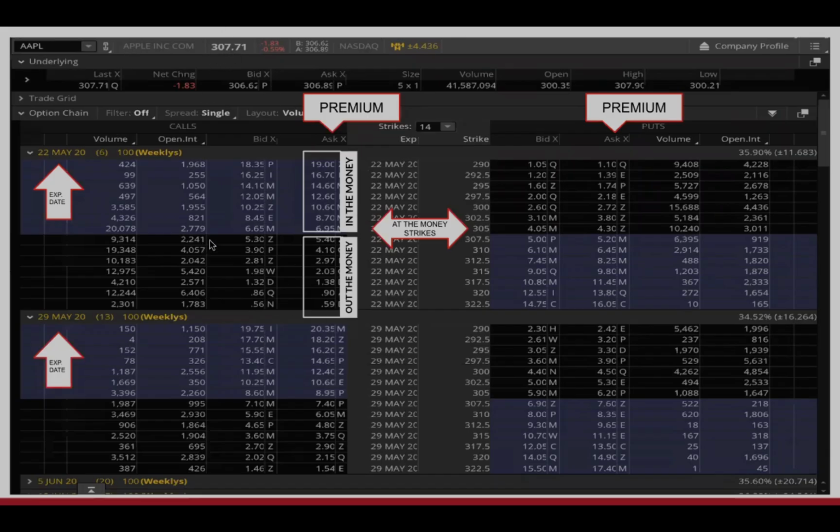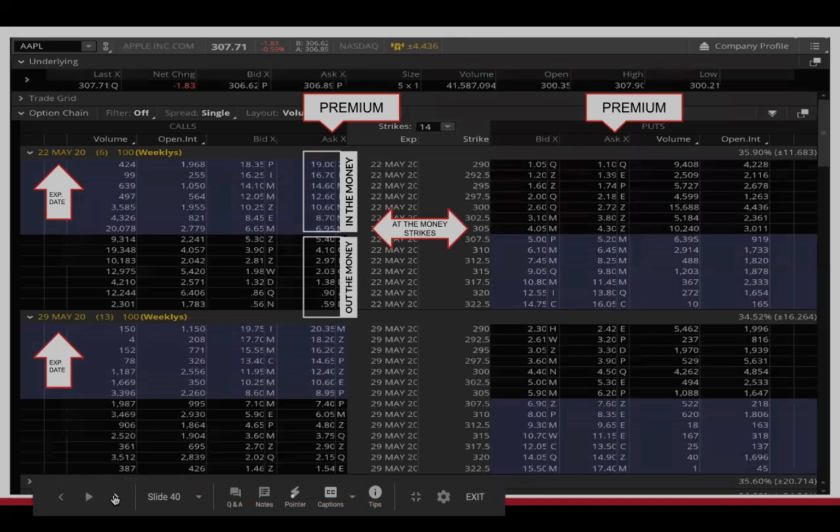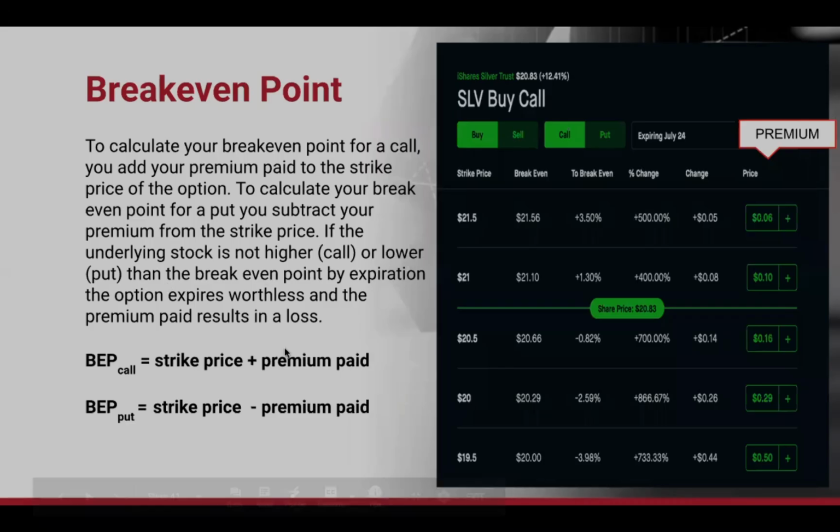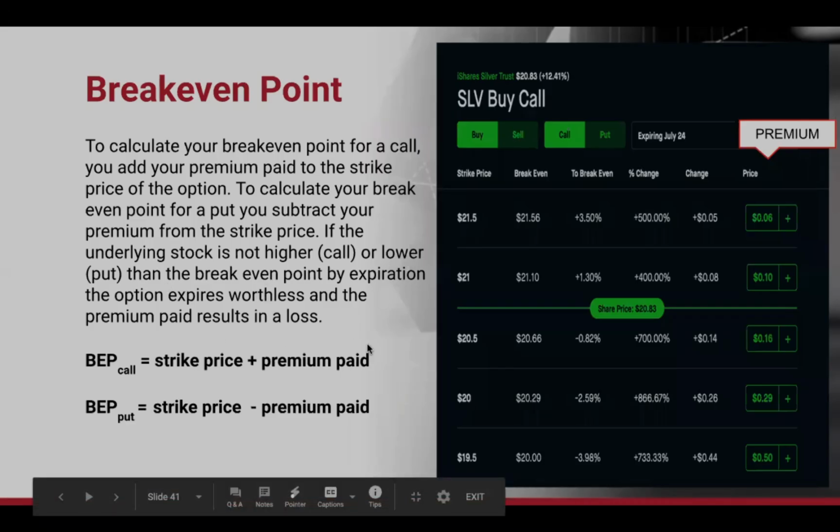So you got to figure out, why would I buy out of the money or in the money or at the money? I'm going to show you guys strategy. All right. We're going to get there. We got to first figure out how to do this first. All right. Because a lot of you guys are confused. So break even is the reason why people pick different option strikes.